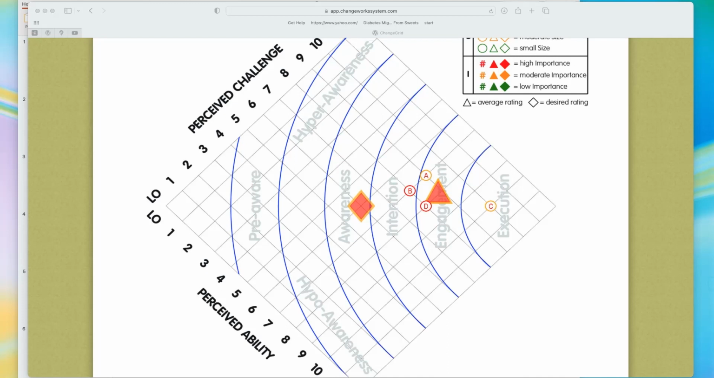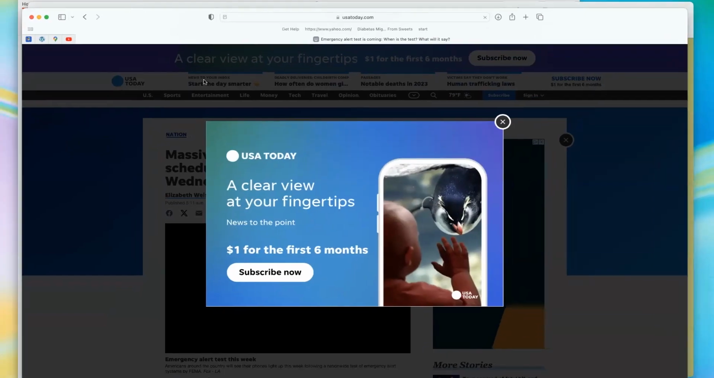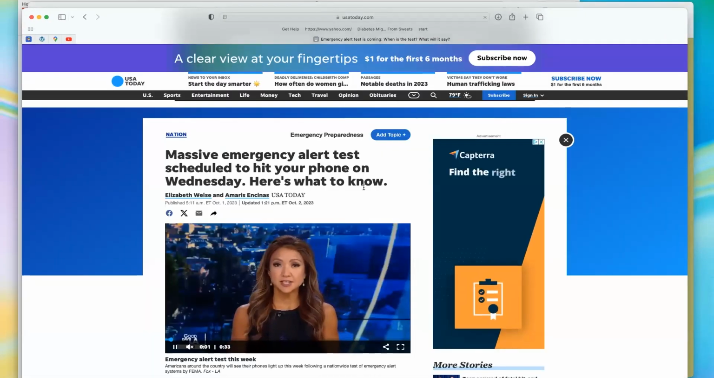Mm-hmm. So wait, let me just see what's going on here real quick. Now I'm curious. Y'all made me curious. Just one moment. New window. Alert system test. Yeah, FEMA to conduct nationwide emergency alert test. Let me just scroll this in here. It's happening on Wednesday.